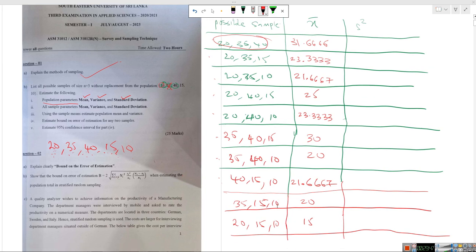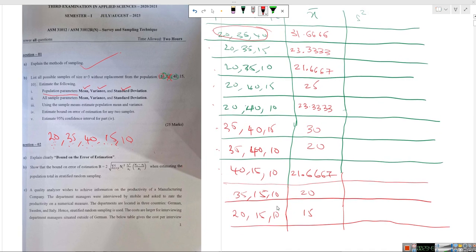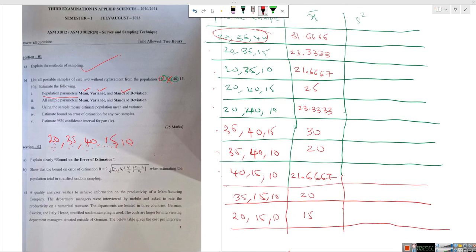Again, we may need this summation also. Now if you add all these values, then you should get 240. Okay, right. Now this sample variance also can be calculated. For that you may use this equation: this minus this square, this minus this square, this minus this square, divided by 2, because n minus 1, so here we have 3 minus 1. So you should write like this.